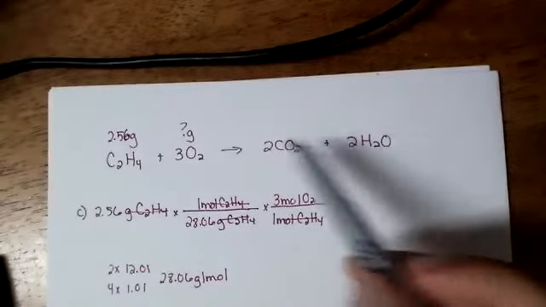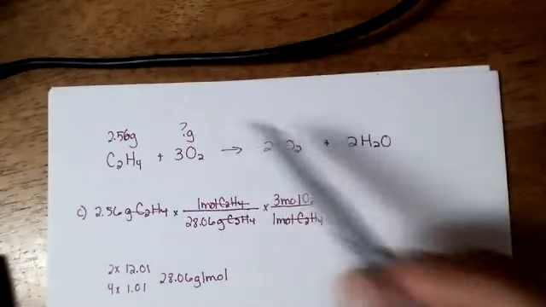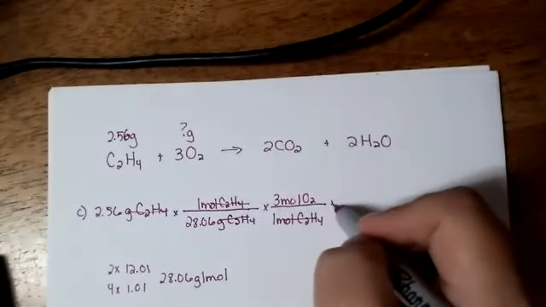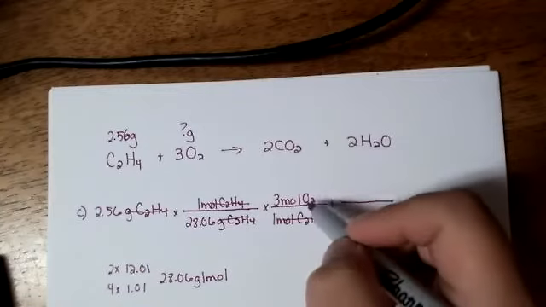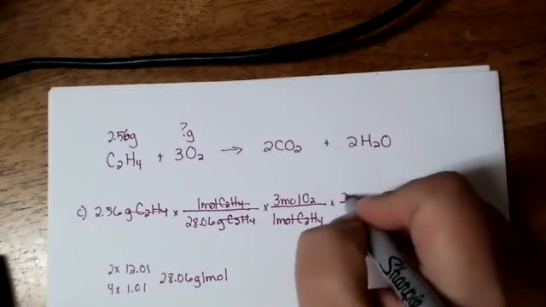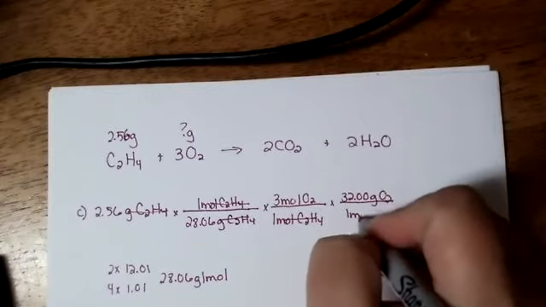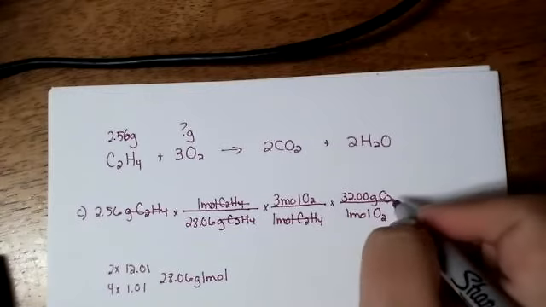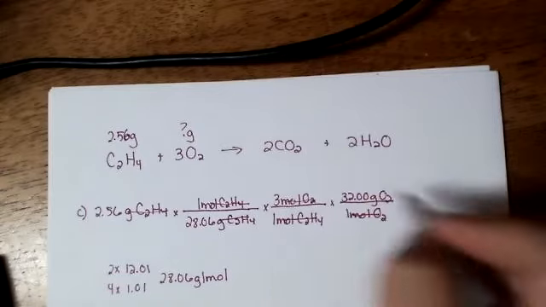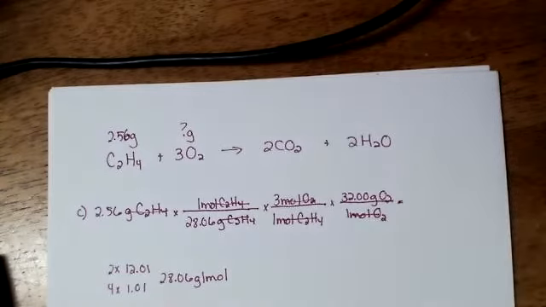But I can't stop because they want me to go to grams. So in order to go to grams, I've got to find my molar mass of O2. So it's 2 oxygens. So 16 times 2 is 32 grams of O2 in a mole of O2. And that cancels out. Okay? So now I just plug and chug.